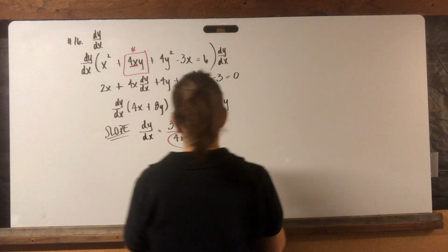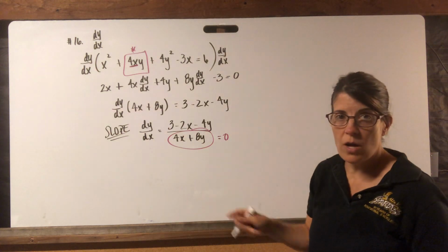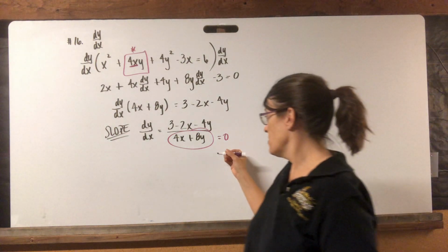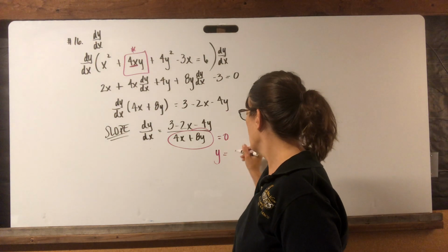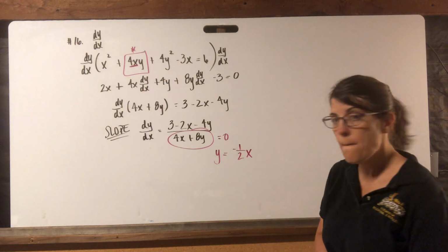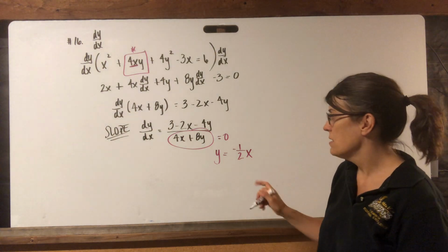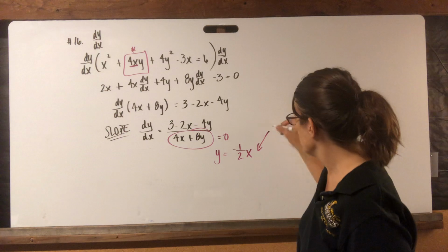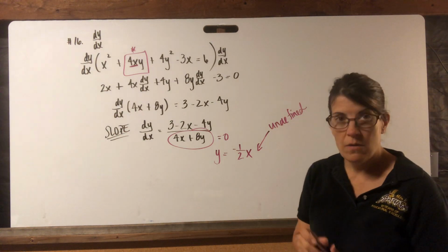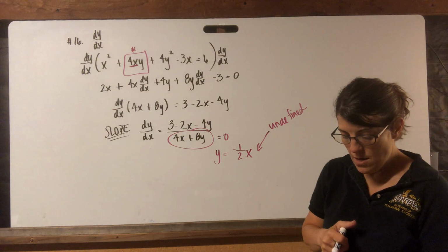So, the denominator is 0. Bad stuff. Where is the denominator 0? The denominator is 0 where y equals -1/2 x. The slope is defined everywhere except there, so it is undefined here. Vertical. Slope is undefined. It's a vertical.